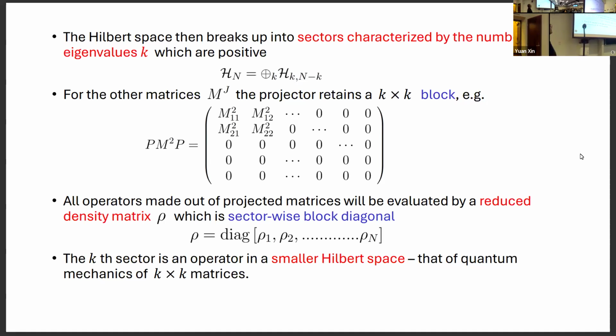Because of its structure, that reduced density matrix is sector-wise block diagonal. So rho 1 is the reduced density matrix in the sector where there is one eigenvalue in that region of interest. Rho 2 has two eigenvalues in the region of interest, and so on. The k sector, rho k, is an operator in a smaller Hilbert space. And that smaller Hilbert space is, in this case, the quantum mechanics of a k by k matrix.